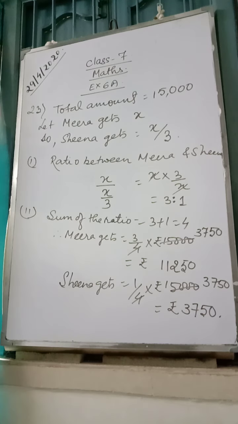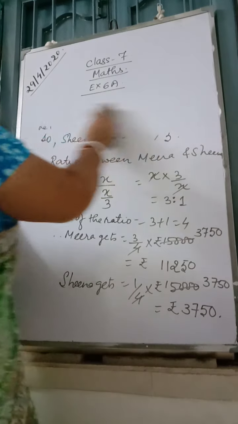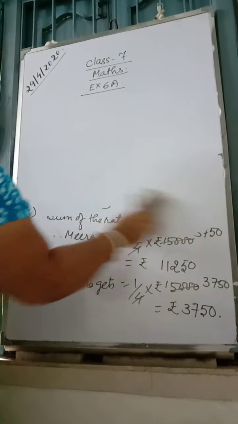Now question 24 says Nivedita's piggy bank has rupees 1, rupees 2 and rupees 5 coins in the ratio of 7:5:8. If the piggy bank holds rupees 1,254 in all, find the number of coins of each kind in the piggy bank. Let the number of coins be x.